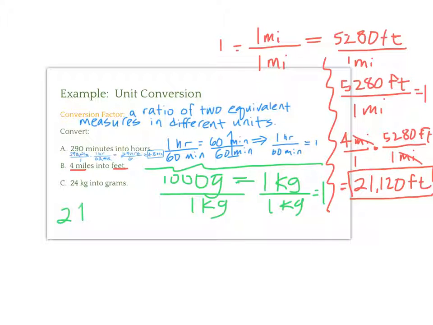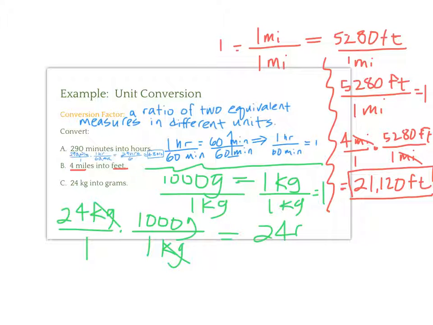So that means 24 kilograms over 1 times 1,000 grams over 1 kilogram is really just multiplying 24 kilograms by 1. The kilograms cancel, and 1,000 times 24 is 24,000 grams in 24 kilograms. And that ends our section 2.6 video lesson.